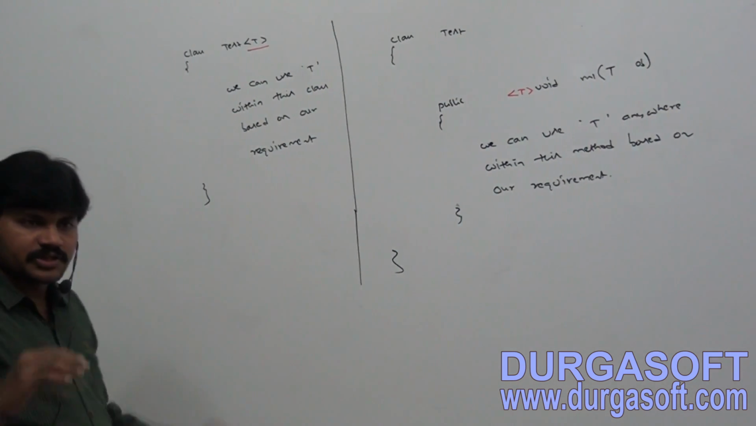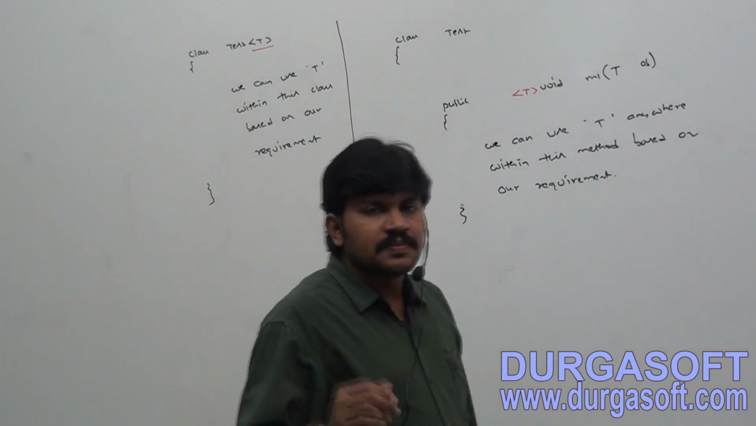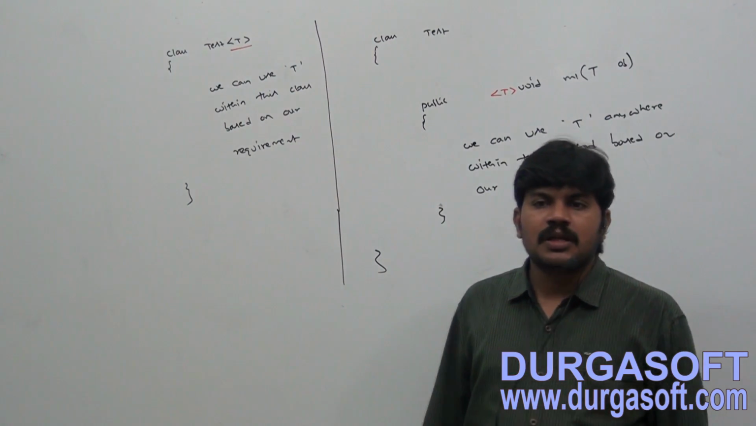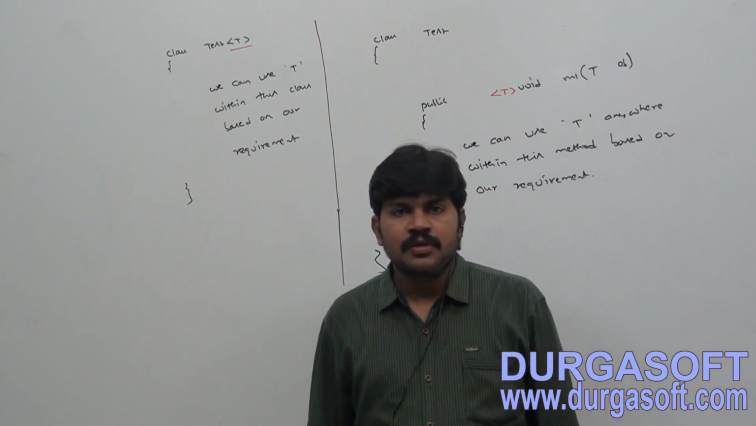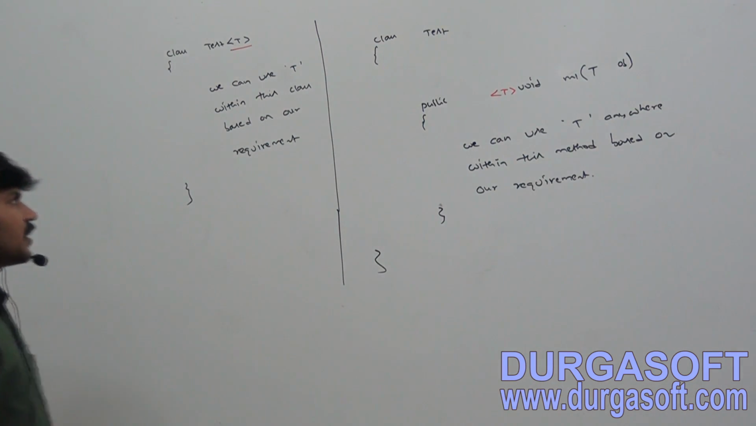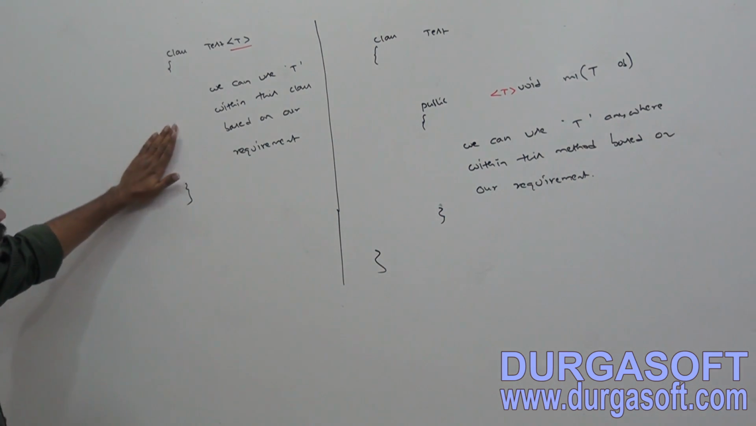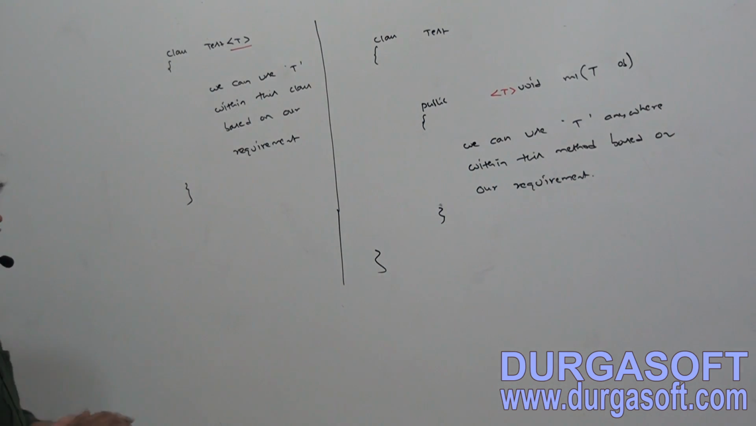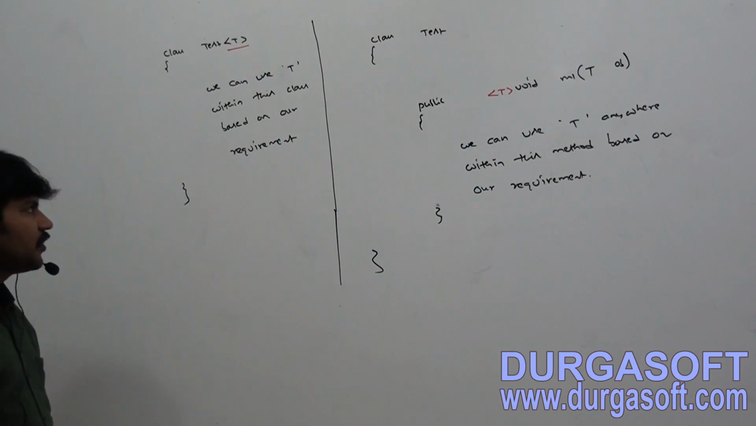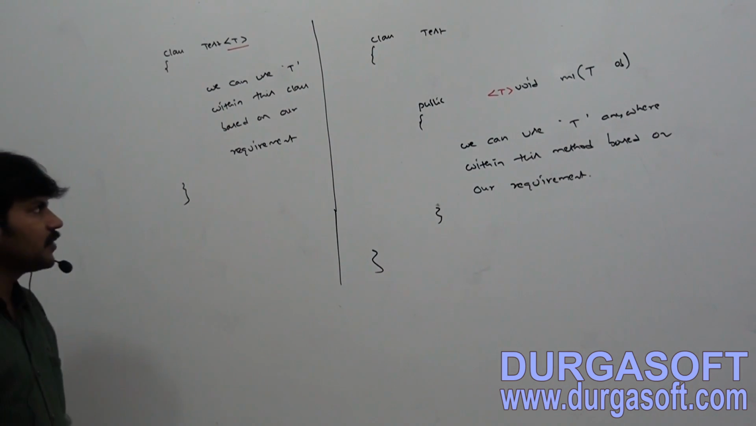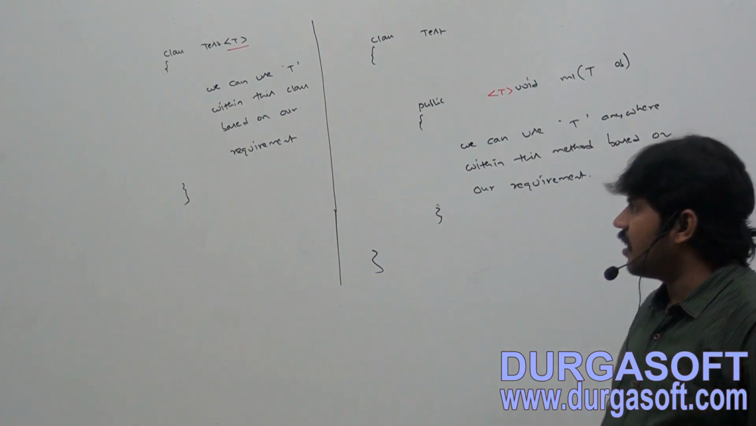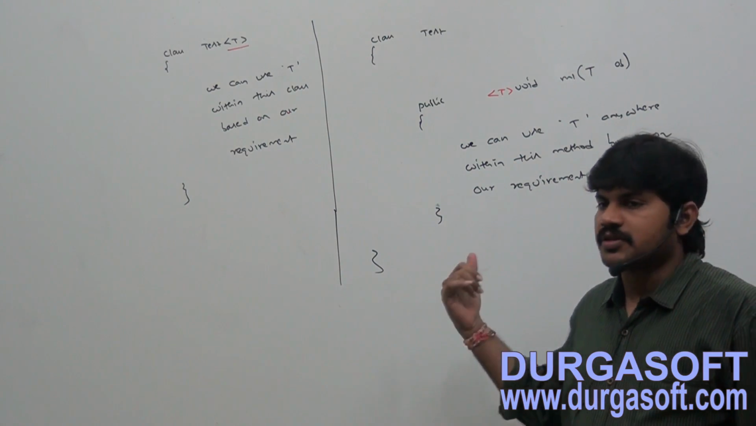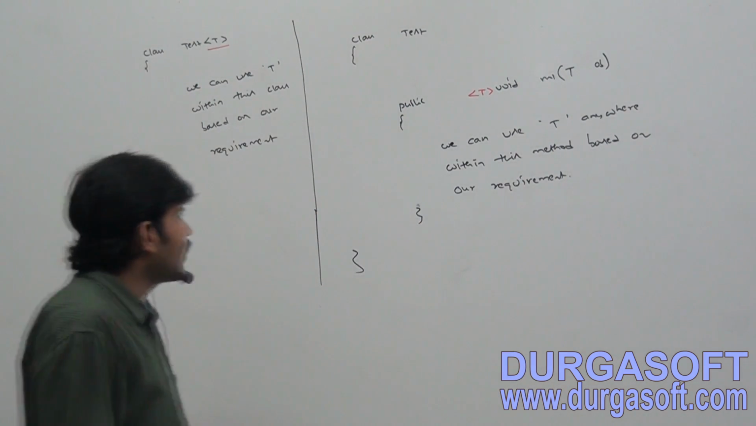Next, keep a subheading: declaring type parameter at a class level. Take this part: class Test of T. We can use T within this class based on our requirement.